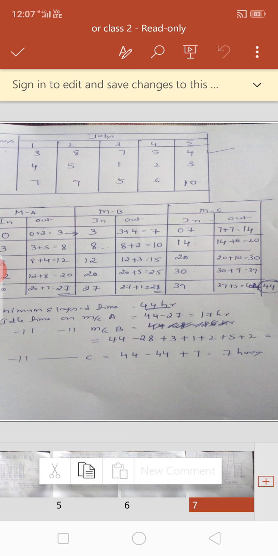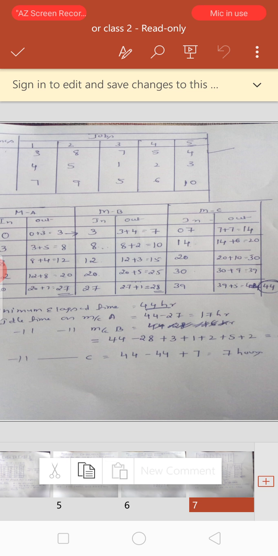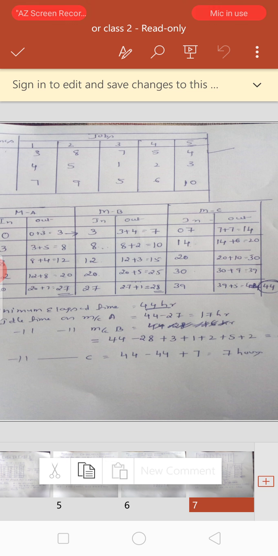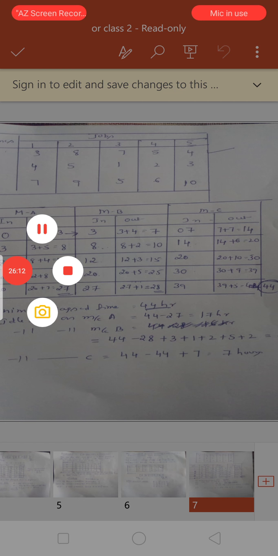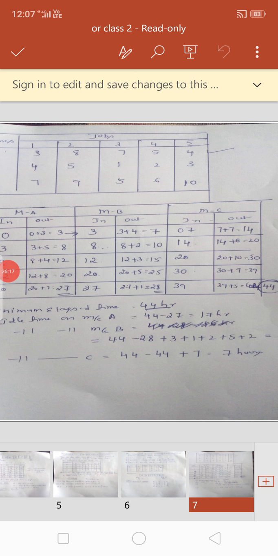If you subtract here, 14 minus 14 is 0, 20 minus 20 will be 0, 30 minus 30 will be 0, 39 minus 39 will be 0. You won't get any idle time for that, because all the processing times will be greater than the outcomes of the B machine. So these are the idle times, and 44 hours will be your total elapsed time for the particular jobs. This is how we need to calculate total elapsed time as well as particular idle time for the particular questions.